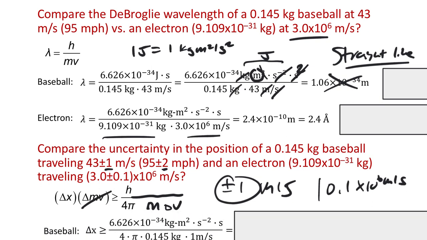Again, h is almost better thought of in these problems as kilograms meters squared per second squared, for joule times seconds, and then divide by 4 pi times the mass of the electron. And note that I'm plugging in 1 meter per second here, not 43. So I'm plugging in the uncertainty. And so then we work this out here, and we get 3.6 times 10 to the minus 34 meters.